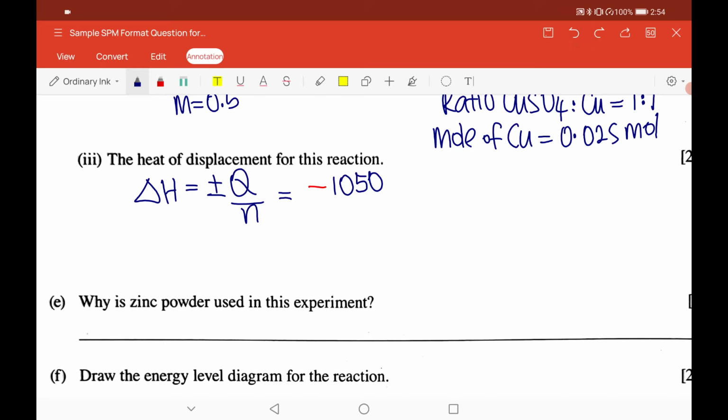What is the unit for the Q? Joule. Okay, the unit for the Q is joule. So divide by n. n is mole. Okay, what is the mole that we want?